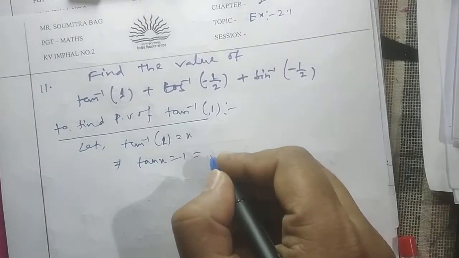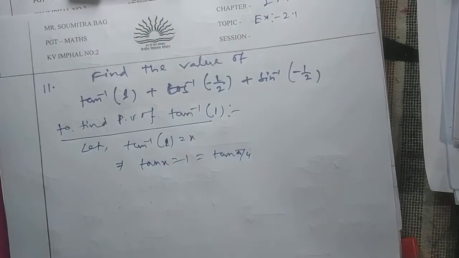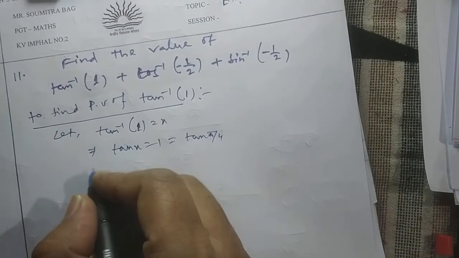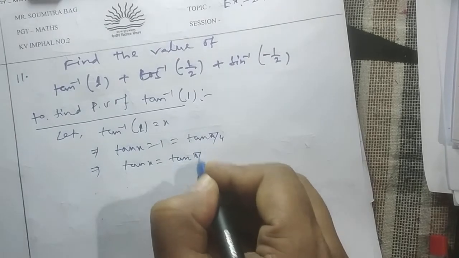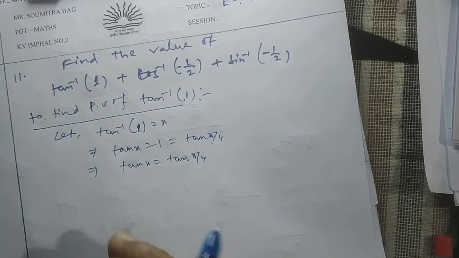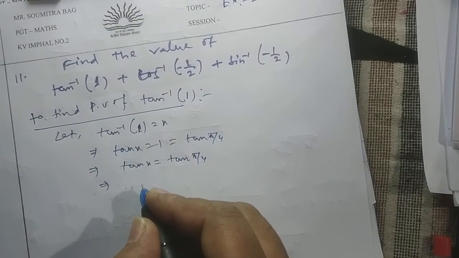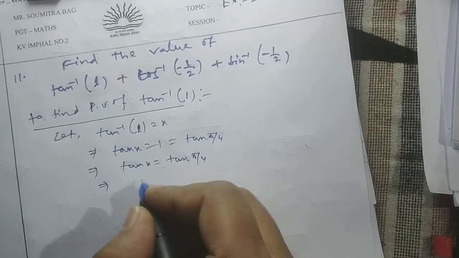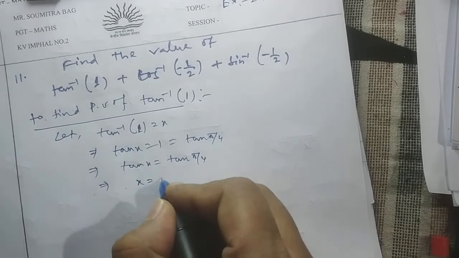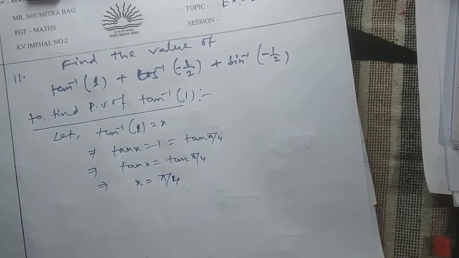So this 1 can be written as tan pi by 4, correct? So tan x equal to tan pi by 4. I am showing directly. Already we got some ideas about the PV. So on comparing we can say x will be equal to pi by 4.